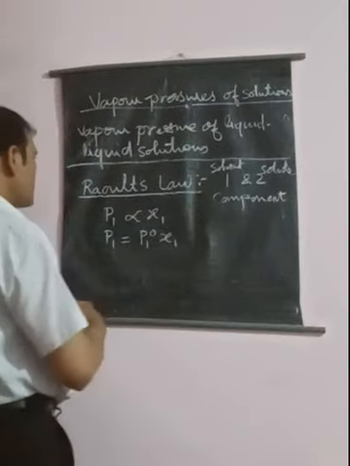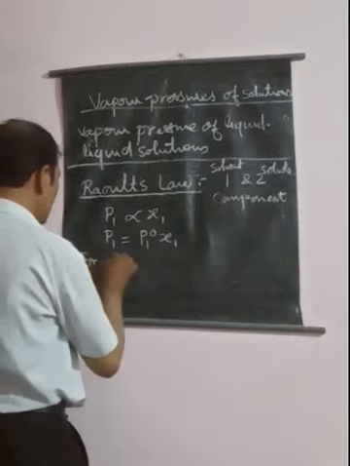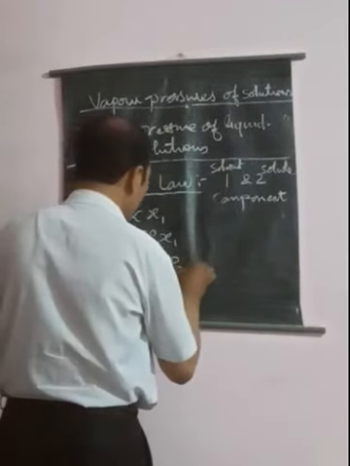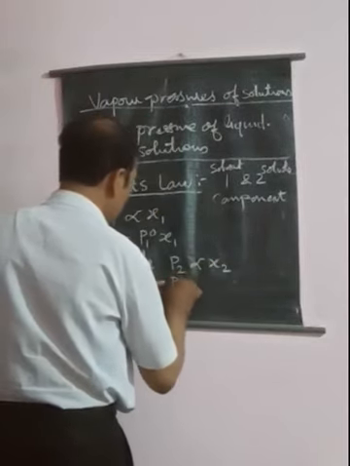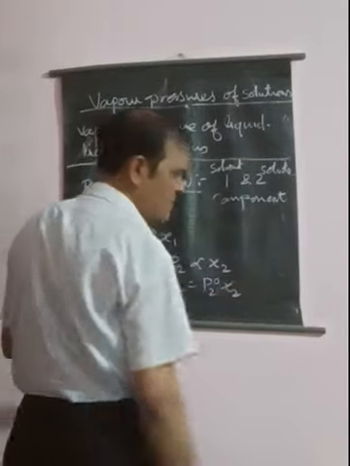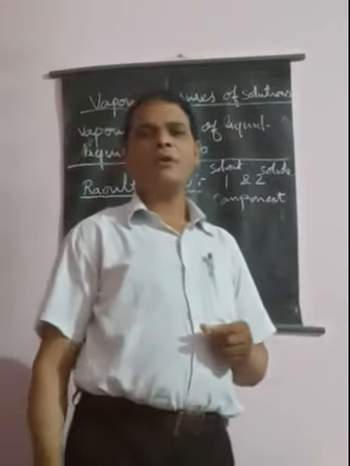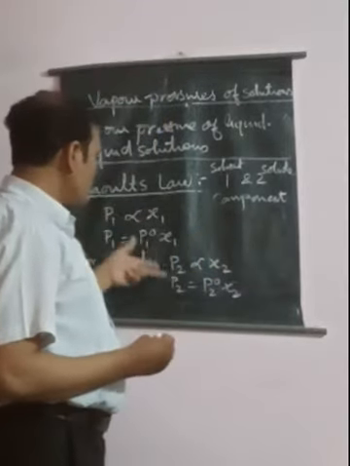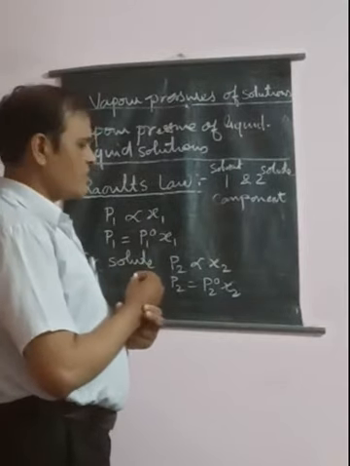Now we can also write the Raoult's law for solute. For solute, the Raoult's law will be P2 is directly proportional to x2, or we can write here P2 is equal to P2 naught x2. Here again P2 naught is the vapor pressure of pure solute. So in this manner we can write the Raoult's law for both components, means for solute and solvent.